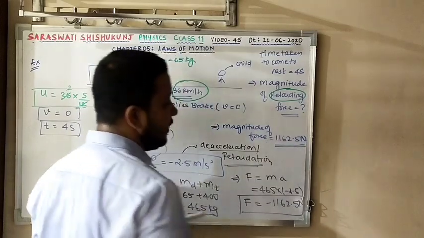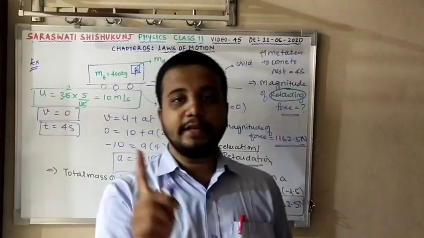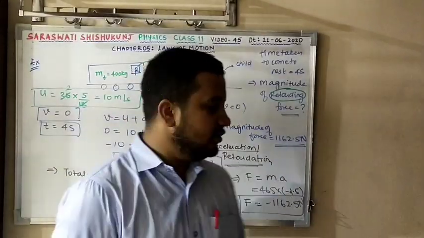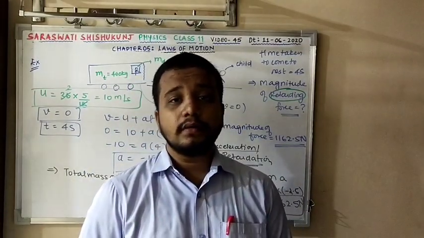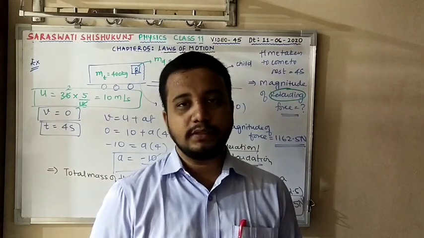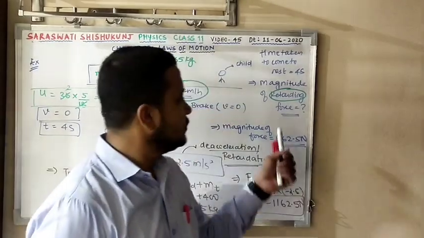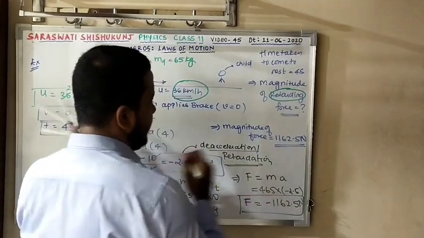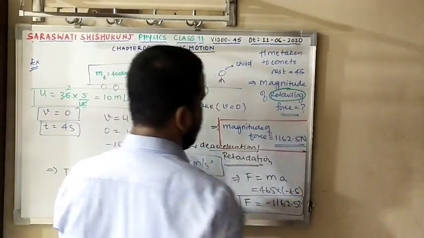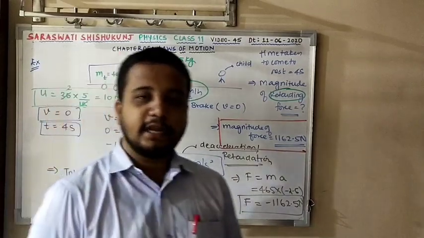Here you don't need to write minus. If you are writing magnitude, there is no negative sign. The negative sign just represents retarding force, opposing force. Clear? But the magnitude of force is 1162.5 Newton. So this is your final answer. Hope it is clear perfectly.